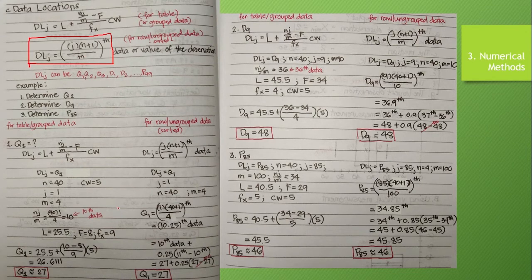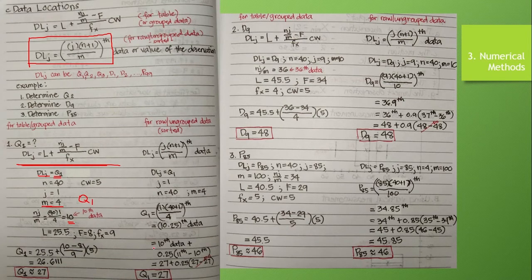Now recall the table of the grouped data and the ungrouped data. So if we solve first for the grouped data, to get our DL sub j, since we are looking for Q sub 1, our DL sub j is Q sub 1, which means our j is equal to 1. Then since we are calculating for the quartiles, we will use an M which is equal to 4. And then our Nj over M is 40 times 1 divided by 4, and that's 10, which means our Q sub 1 is at the 10th value.